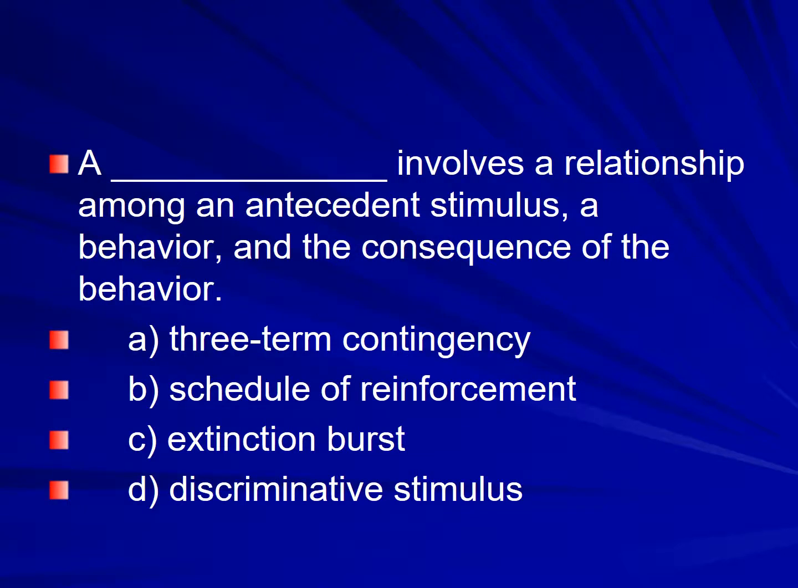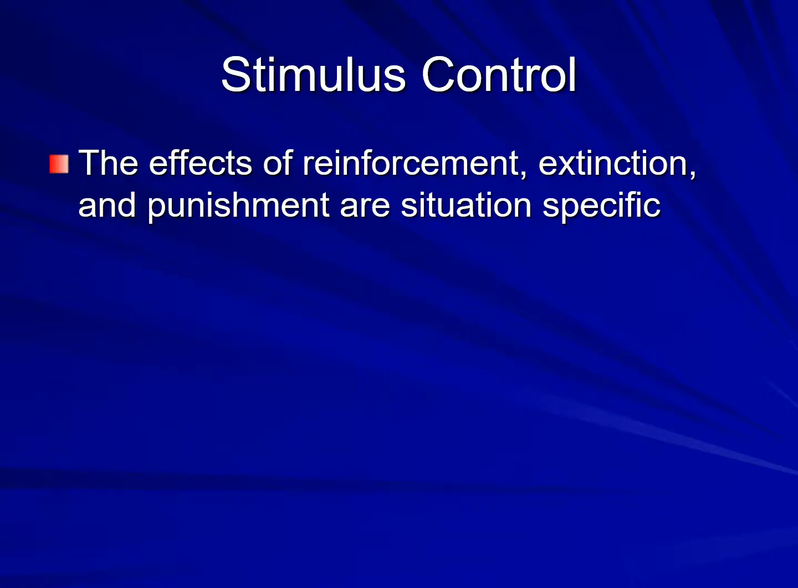A blank involves a relationship among antecedent stimulus, a behavior, and the consequence of the behavior. And which of these is correct? Well, that should be the three-term contingency: the antecedent, behavior, and consequence. And you're going to learn that we now actually consider the more complete model to be the four-term contingency. The four-term contingency includes the motivating operation, the antecedent, the behavior, and the consequence.